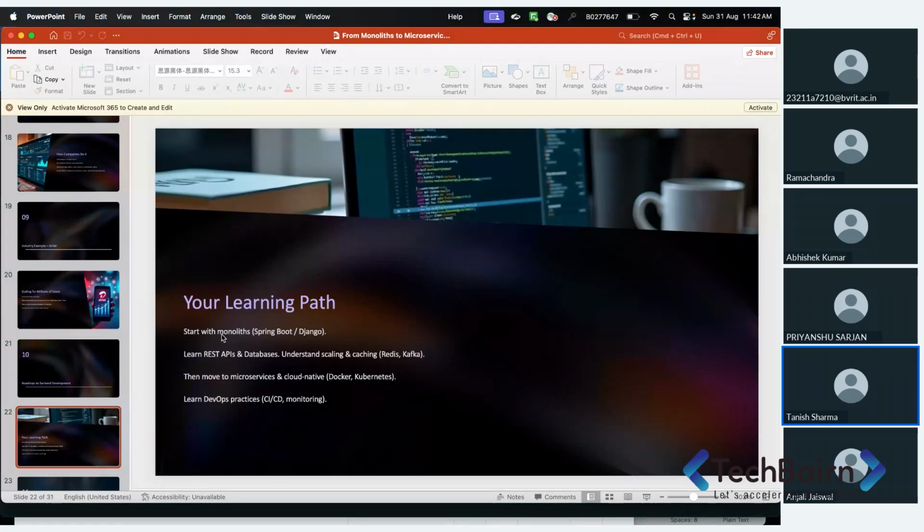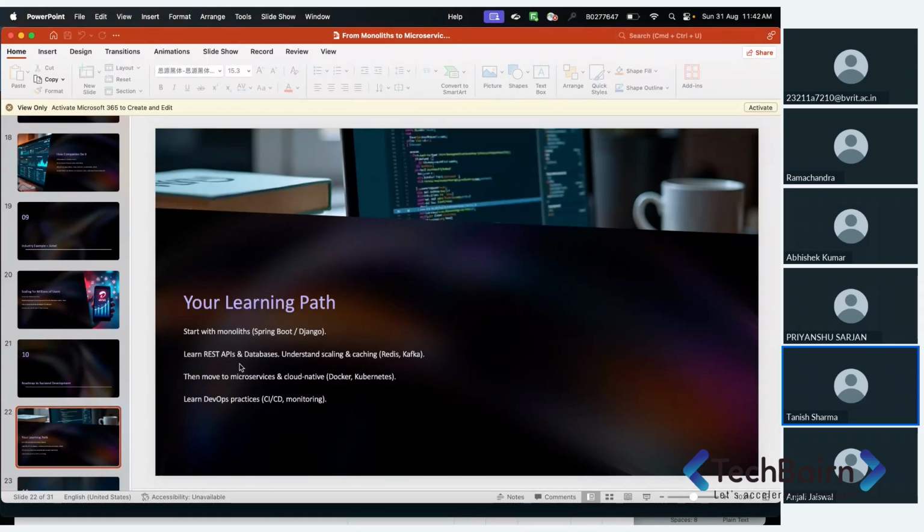So for a monolith project, you can choose any backend framework. Spring Boot is a framework related to Java, and Django, I think it's related to Python. I'm not sure if Python or Node. I think Django is related to Python itself. Okay, yeah. So these are the different frameworks for different languages, and you can leverage these frameworks and build any project for a backend system.